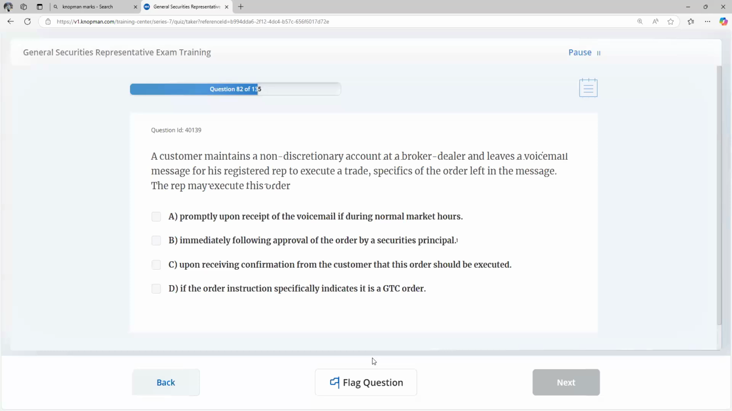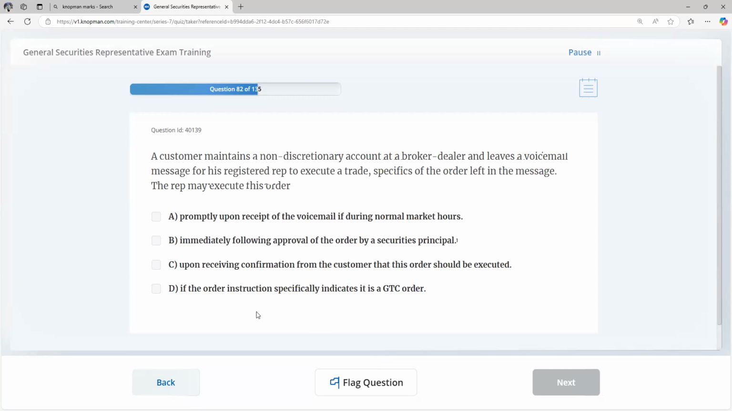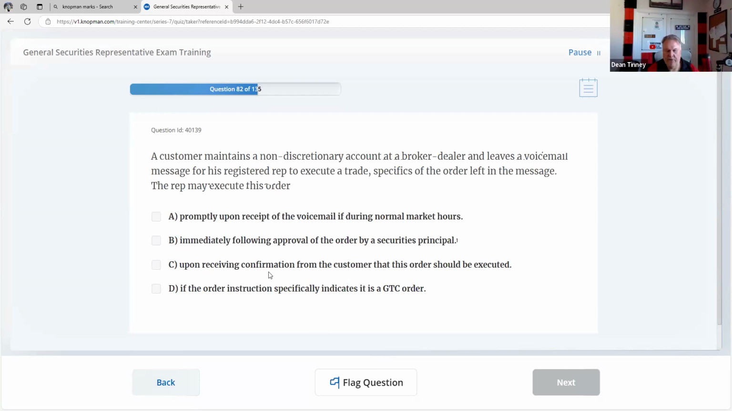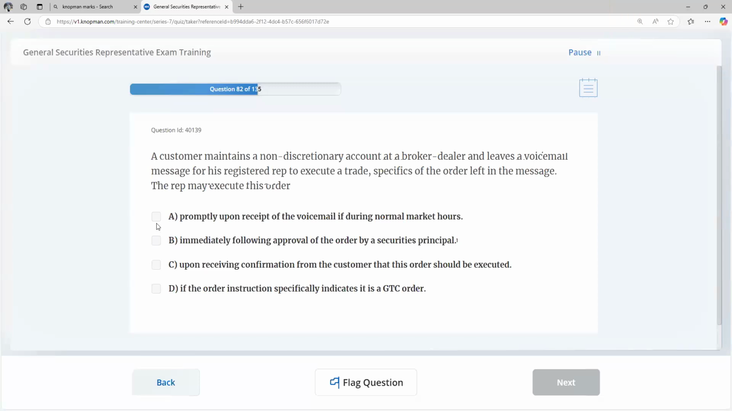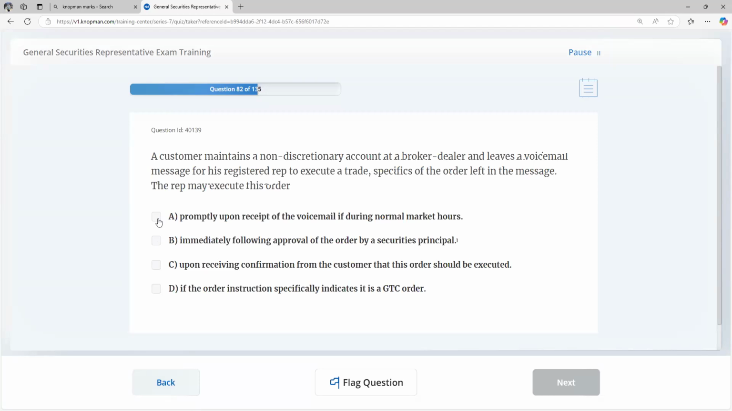Maintains a non-discretionary account. I mean, if he got the voicemail during normal market hours, as long as we're sure it's him, I'm with you. Another funky one. I don't know. I kind of think that you need a principal. Upon receiving confirmation from the customer that this order should be executed, may execute. What do you like? I like A or B. You're gonna go A or B. Make your pick, and then I'll make my pick. Has a non-discretionary account at a broker-dealer and leaves a voicemail.